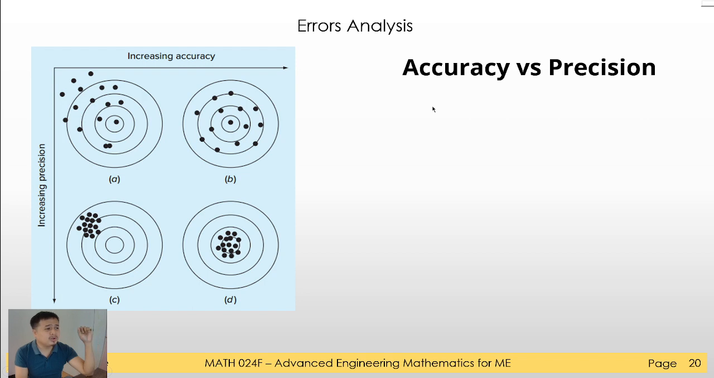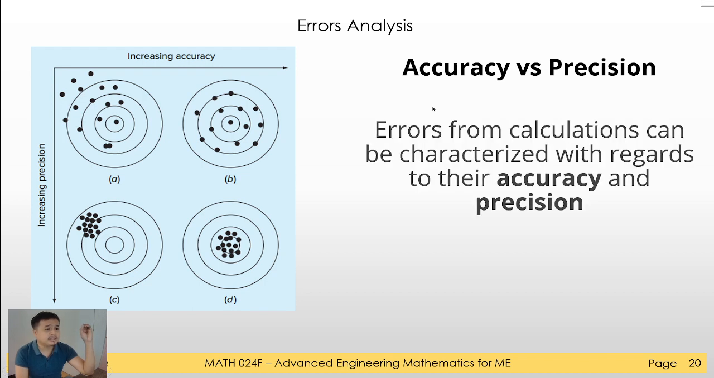And then precision is basically how spread or how compressed your data is. So the precision is basically this letter C. If your data is clumped together, then it is precise. But if it is both accurate and precise, it will be letter D. Okay. So errors from calculations can be analyzed with regards to their accuracy and precision.